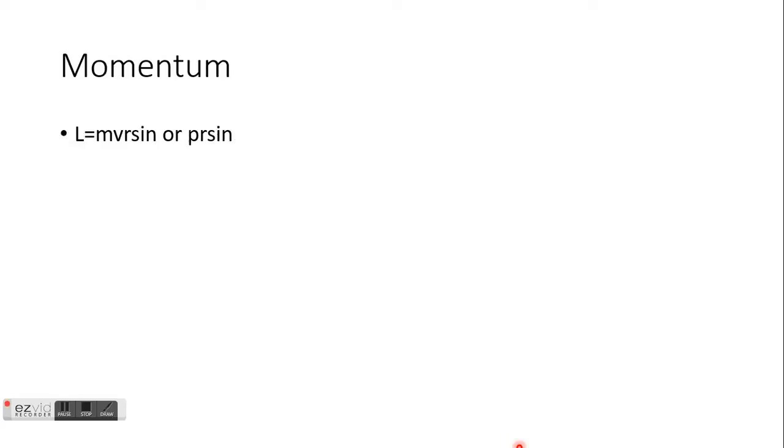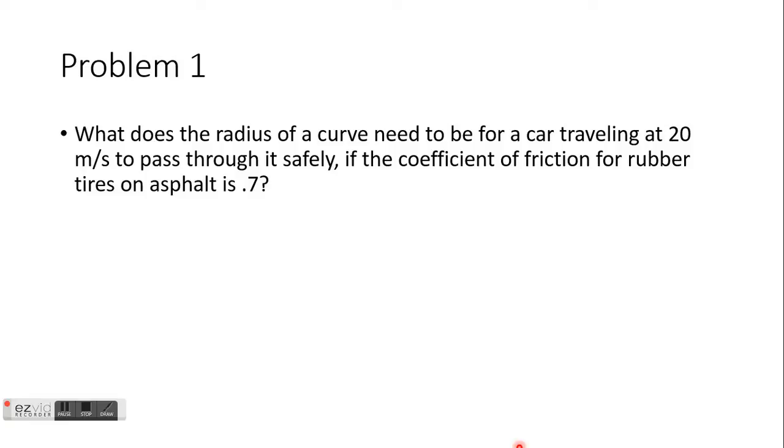So momentum. The angular momentum is represented by an L, and it's the mass times the velocity of the object times r again, times sine, or P r sine. So P, remember, is the translational momentum, and then r sine. So it's a cross product of P and r again.